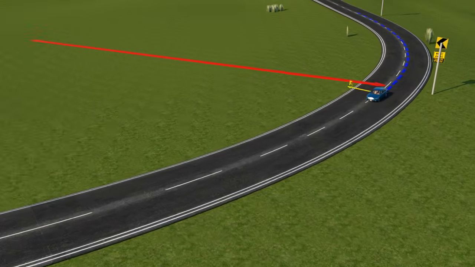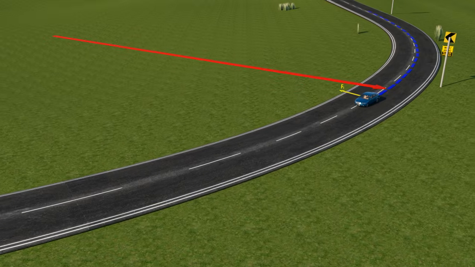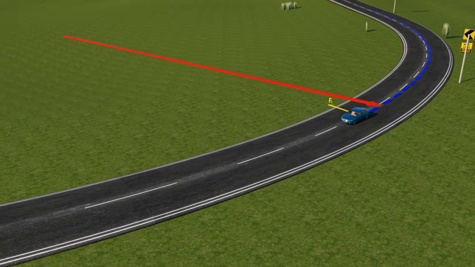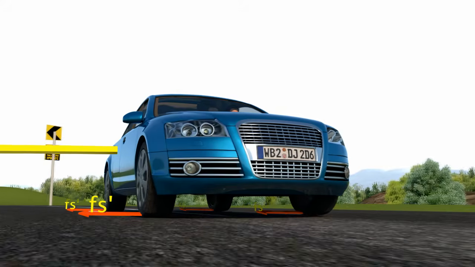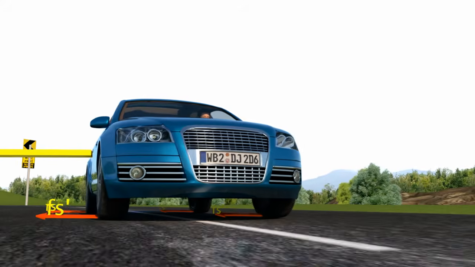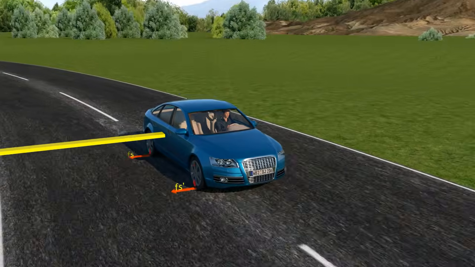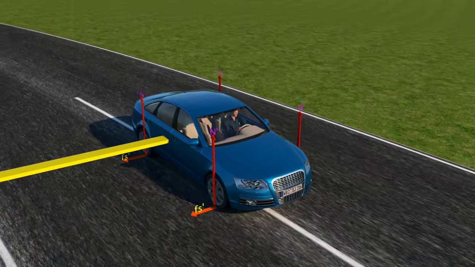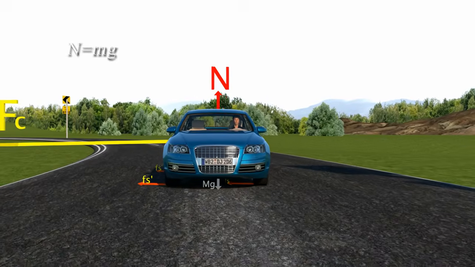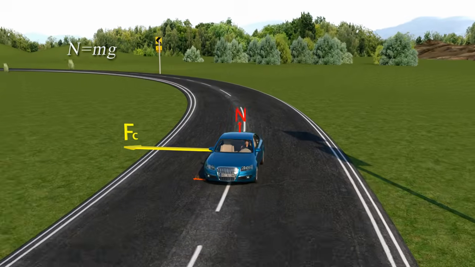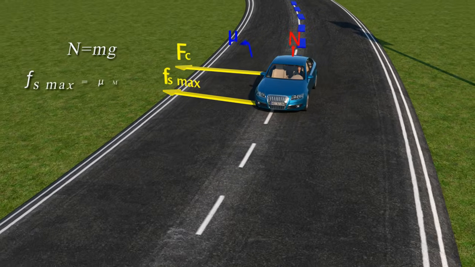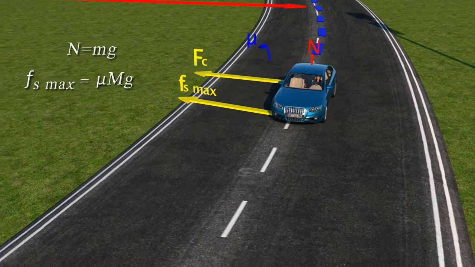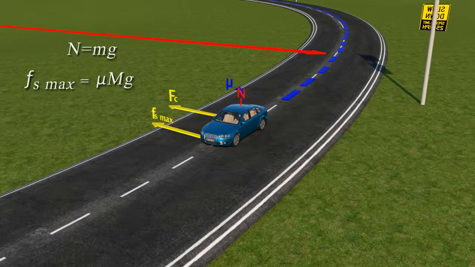A centripetal force must act towards the center of the arc to enable the vehicle to move along it. This centripetal force is provided by the static friction of the surface the car is moving on. The normal force N balances the weight of the car, mg. If the coefficient of static friction is mu, the maximum frictional force which can act towards the center of the arc is mu mg.